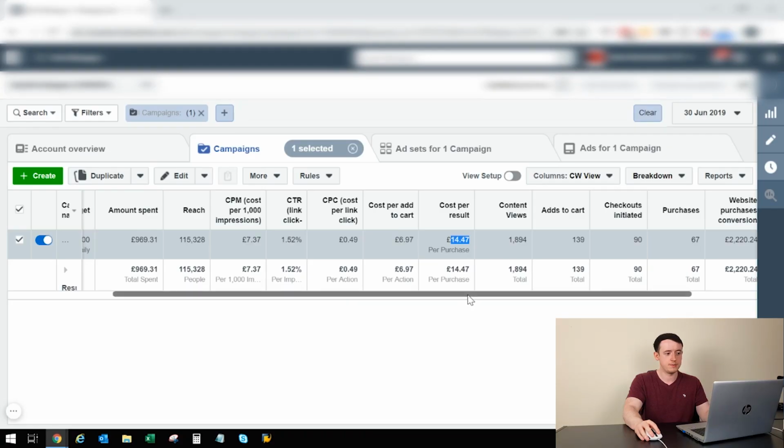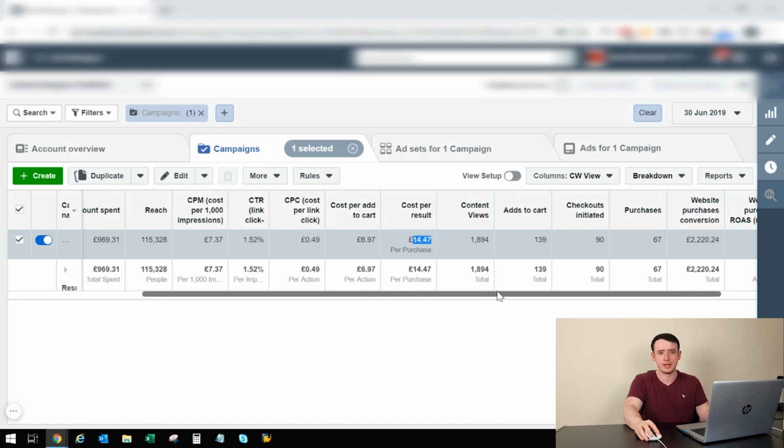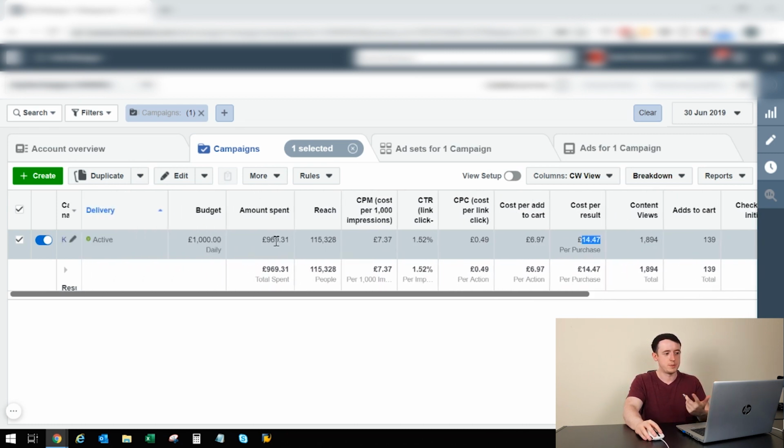So at £14.47, I'm well beneath my break-even point. My break-even point is £19. So every sale I got was below my break-even point. So every sale I made was profitable within that campaign. So it spent the 969.